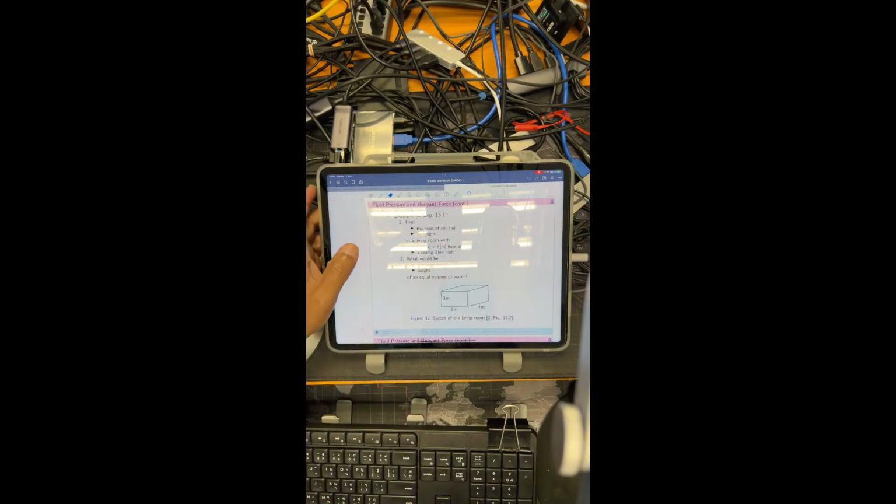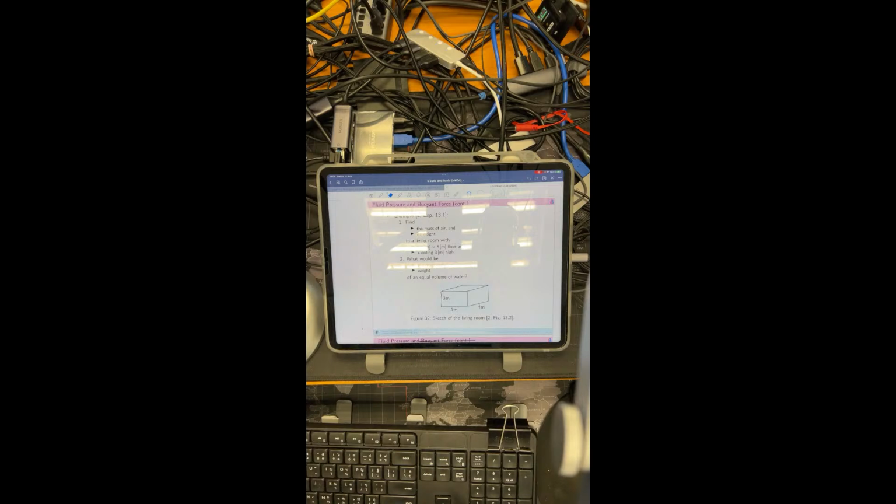Yeah, the first question is to find the weight and mass of the air, and the second situation is that we're going to fill this room with water.